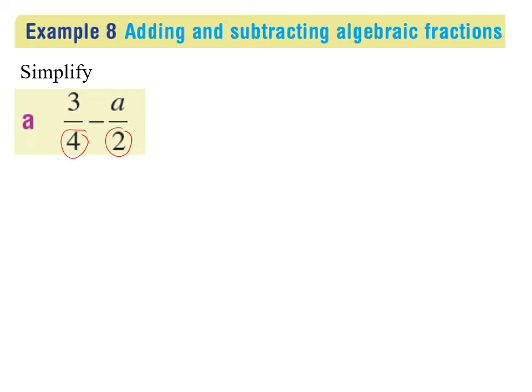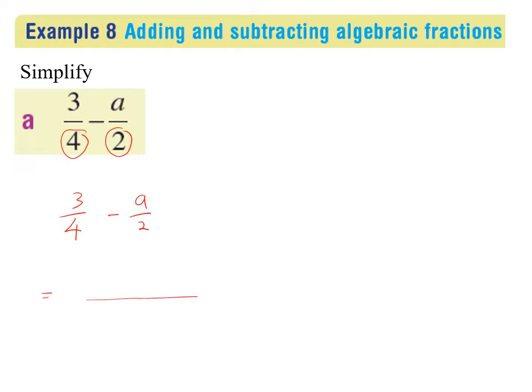So the lowest common denominator for 4 and 2 is 4. So we want to make sure that this denominator is 4. So let's look at the first one. Okay, let me write it down. 3 over 4 minus a over 2.